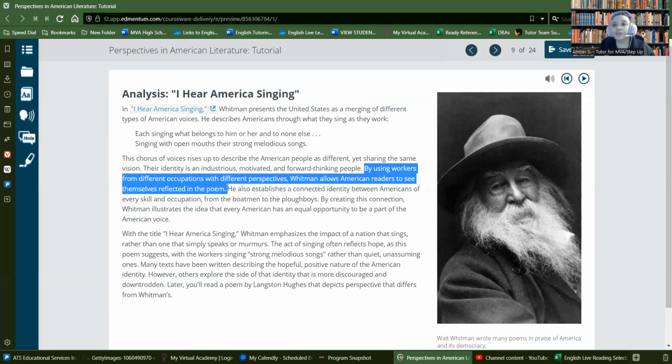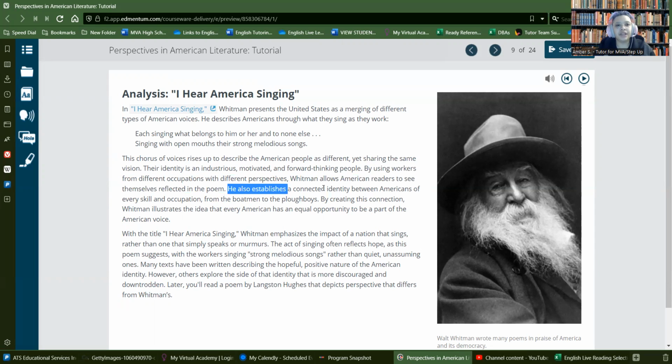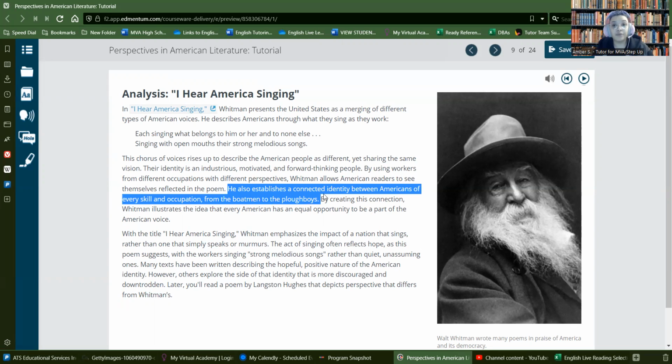So he tried to include all the different people that he feels are a part of America, and he tried to include basically most of the important types, like big umbrellas of work that were well known at the time. And he establishes a connection between Americans of every skill and occupation, from boatmen to plowboys. So by mentioning them all together in this poem, he's basically creating a group where he says, you count, and all you other people, you all count.